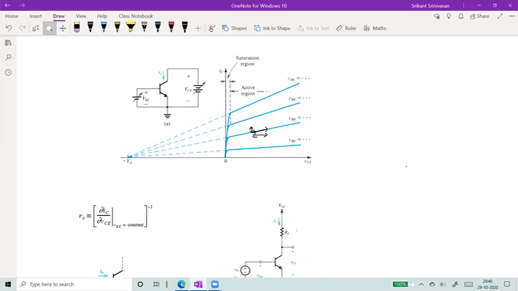Because I over V is a conductance, and the inverse of the conductance is the resistance. So R naught is the inverse slope of dIC by dVC. The slope over here is Y by X, and that is equal to 1 by R naught. Okay.